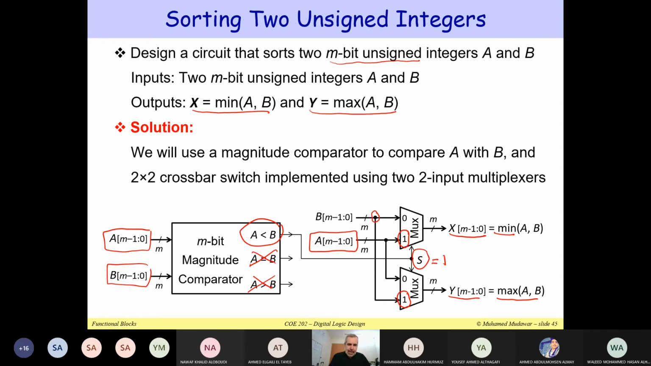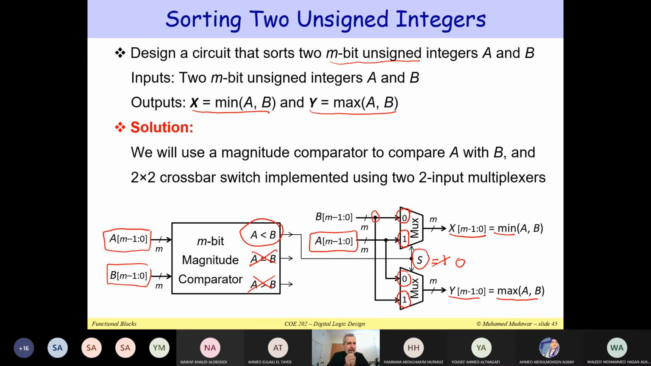On the other hand, if S is equal to 0, notice that if A is not less than B, then B is the minimum. So now we select B, connected to input 0, and A here will be connected to the other input. So now B becomes the minimum and A becomes the maximum.